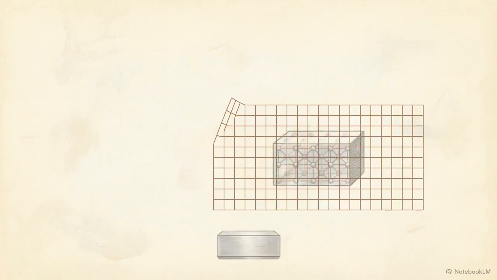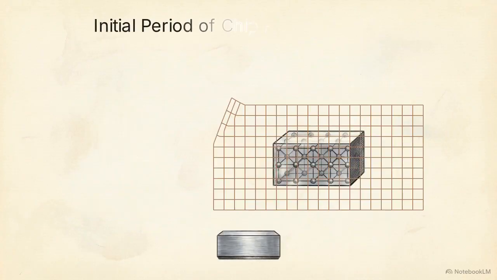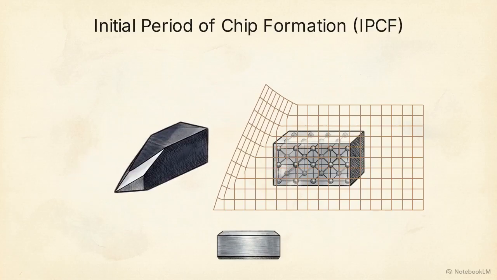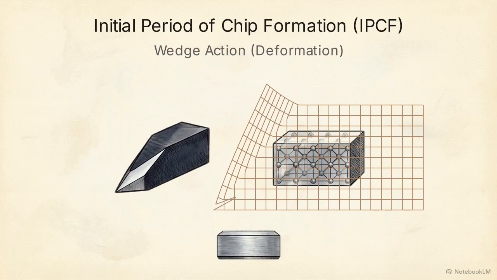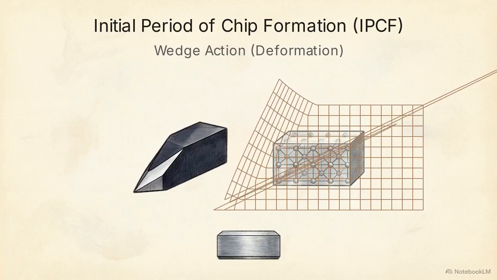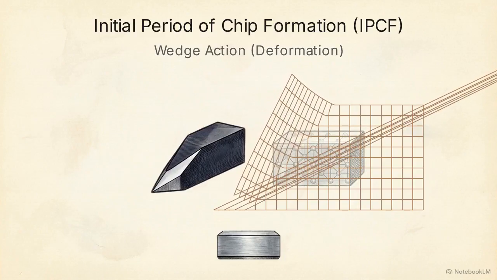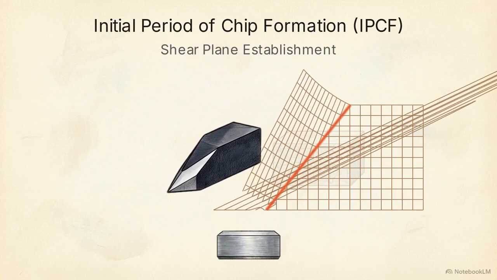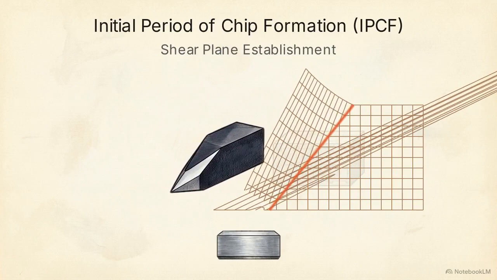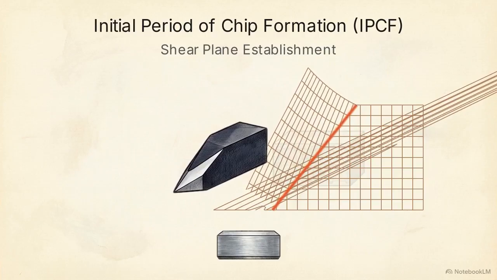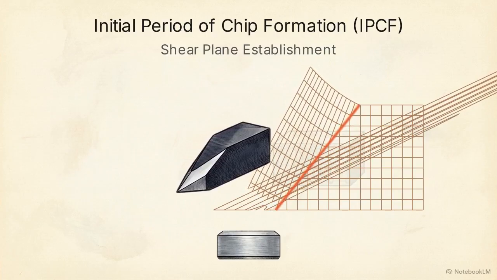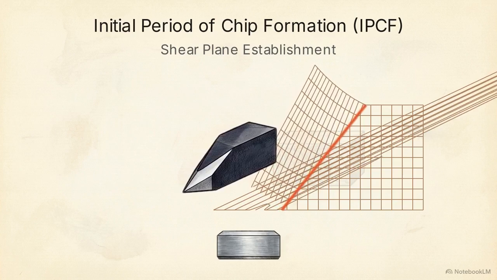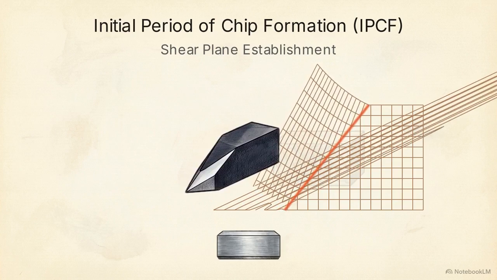This diagram shows the initial period of chip formation, or IPCF, the exact millisecond a cutting tool first engages the material. The metal isn't being sliced. Instead, the tool acts as a wedge, crushing the atomic structure forward until it yields. As the tool pushes forward, all of that intense plastic deformation concentrates along a specific boundary called the shear plane. This glowing line marks the absolute limit of the metal's structural integrity before it breaks.